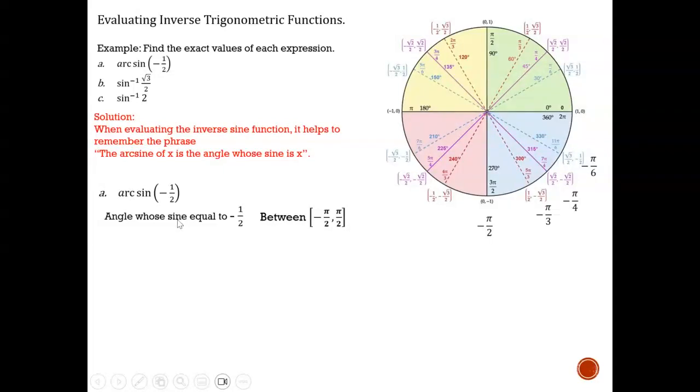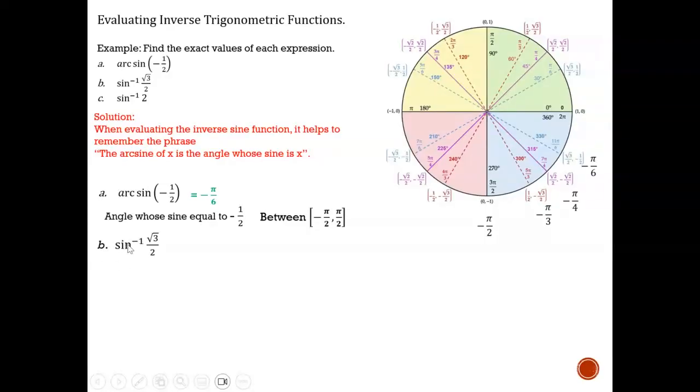Now remember that the sine is the y value. So where is the sine equal to negative 1/2? The 1/2 is at pi over 6, but that one's positive. So it has to be the one down here, which is 11 pi over 6, but we have to say that it's negative pi over 6 because 11 pi over 6 is not in the interval. So negative pi over 6 is my answer.